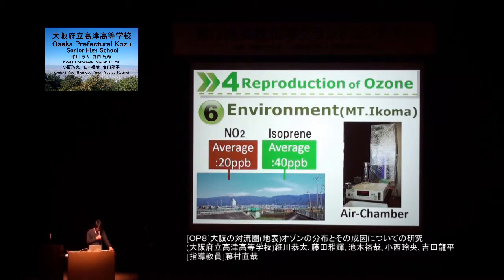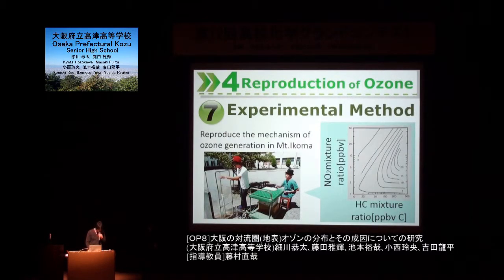Let's check the scale of average concentrations of NO2 and isoprene. We measured 20 ppb and 40 ppb respectively, and carried out experiments at levels thousands of times more concentrated. Again, we tried to reproduce the mechanism of ozone generation in Mount Ikoma using this chamber outside, with the help of the sunlight provided during the final days of summer vacation.